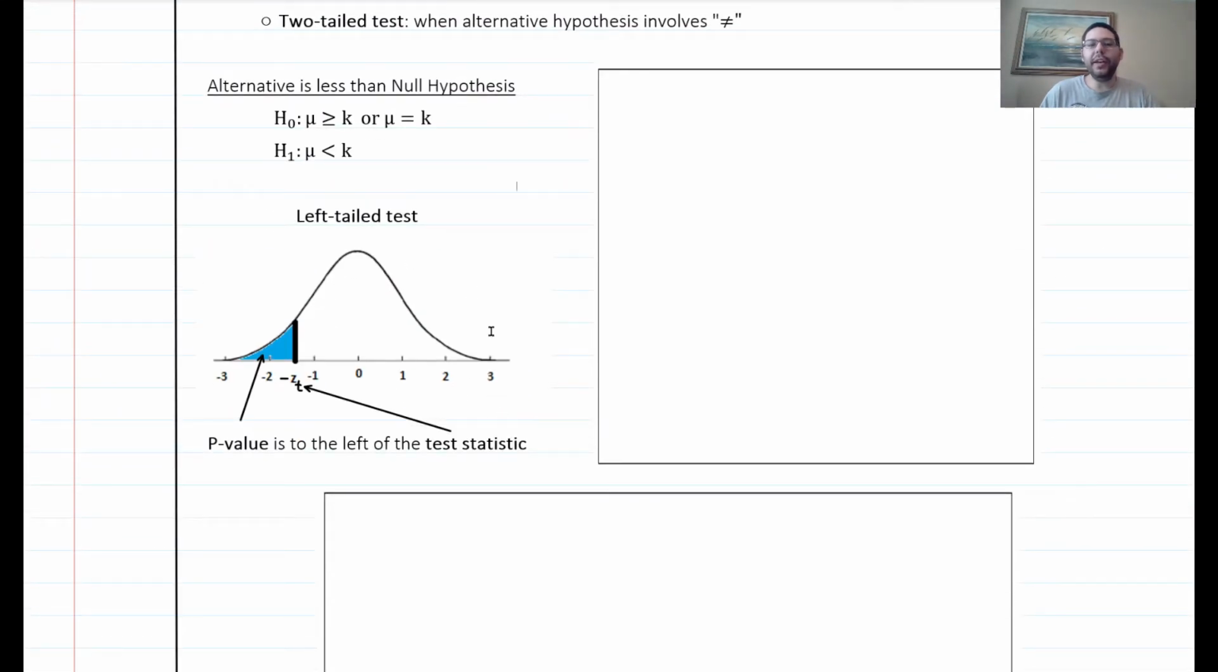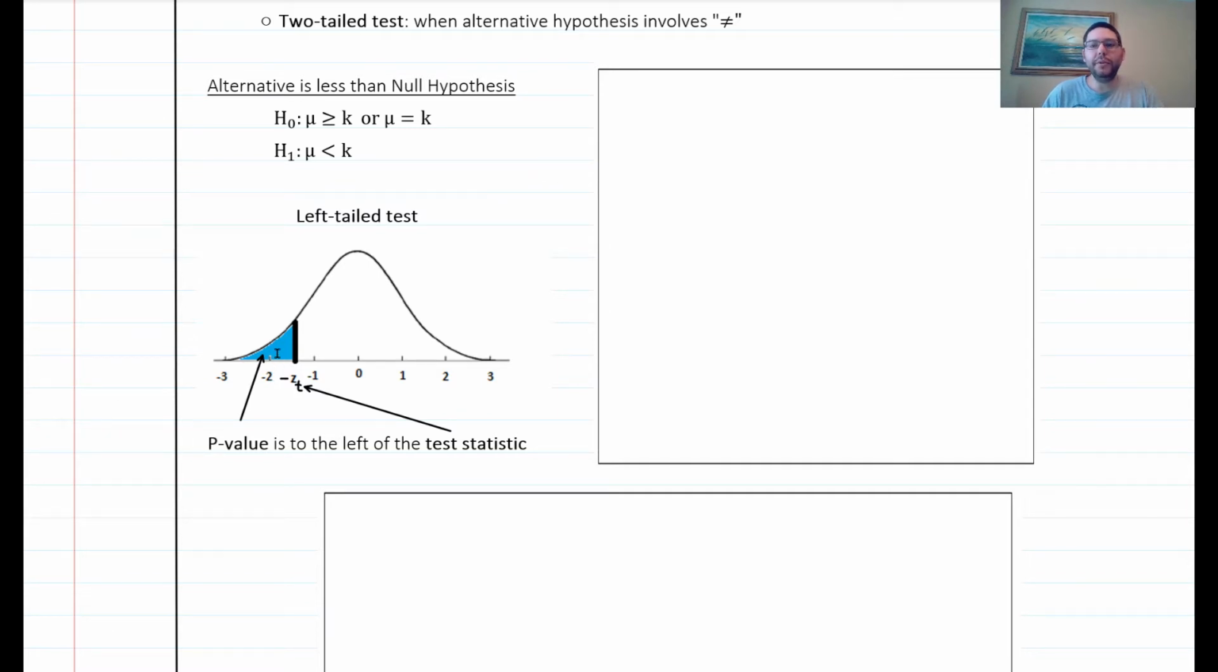So a left-tailed test looks like this. If you're drawing a normal distribution, for example, then you have your curve and you're focusing on the left tail of that curve. That's why it's called a left-tailed test. Now this blue shaded region is called the p-value. The p-value, we'll talk about what that is in just a second.